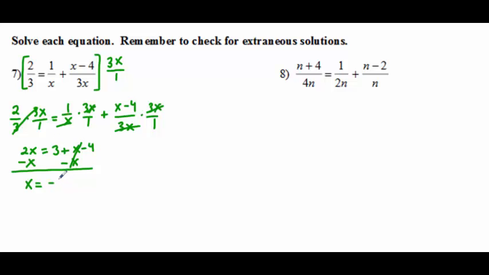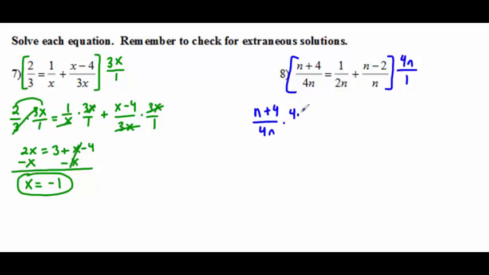3 minus 4 is -1, so x equals -1. Okay, so number 8. We have to figure out what to multiply by that'll cancel out all of our denominators. So one thing you might do is pick the biggest denominator, like 4n. Will 4n cancel out these other 2 denominators? It will, because it'll cancel out 2n and it'll cancel out n. So that's what we want to multiply by, 4n over 1. So let's do that. Multiply everything by 4n over 1.